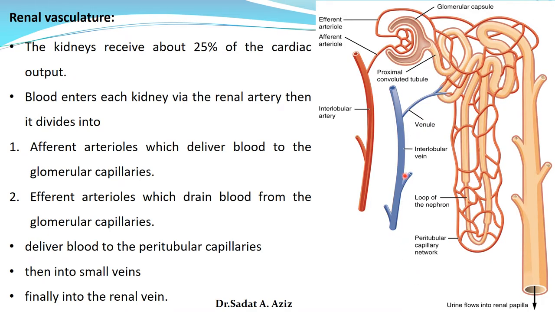So the most important parts of the urinary system are the nephrons and the blood vessels. The kidneys, meaning the right and left kidneys, receive about 25% of the cardiac output. I am quite sure you know what is meant by the cardiac output, because when we had our lecture about blood pressure, we explained the cardiac output in detail. It's a massive amount: 25% of the cardiac output is passing through the kidneys to be filtered.